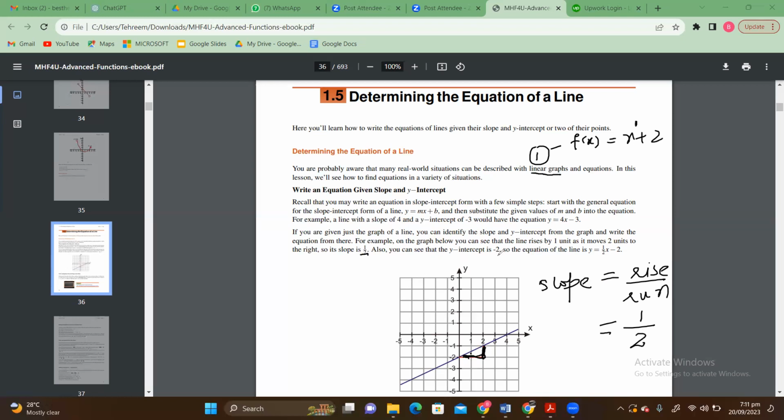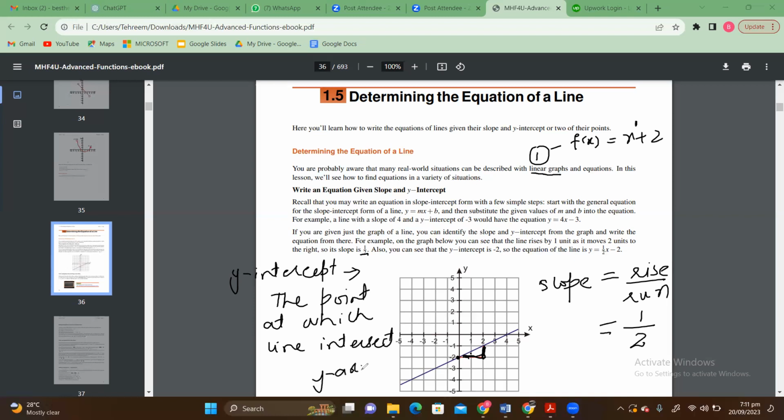Also, you can see that the y-intercept is minus 2. What is the y-intercept? The point at which the line intersects the y-axis. That is called the y-intercept. So it is intersecting the y-axis at minus 2. So you can see that the y-intercept is minus 2.